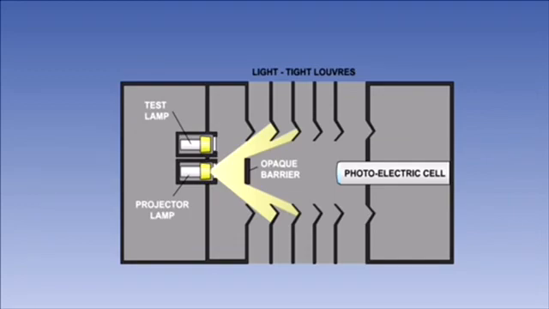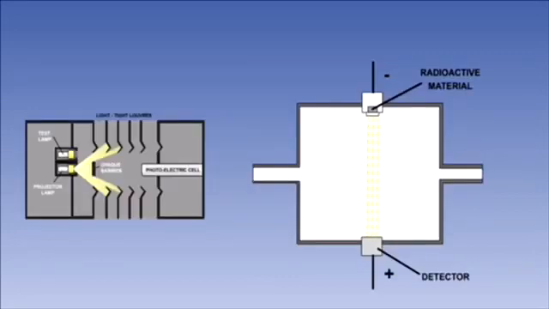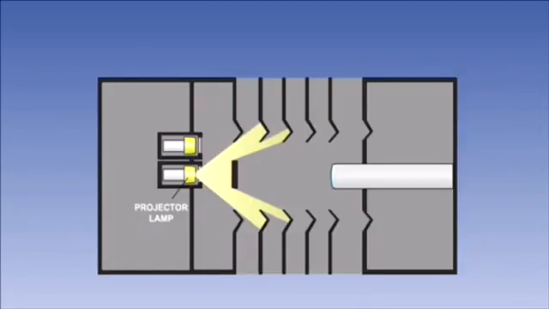Smoke detection sensors operate on two principles. They are either optical using light sensors or ionizing utilizing a small amount of radioactive material. The optical type smoke detectors contain a light source, the projector lamp, and a photoelectric cell.